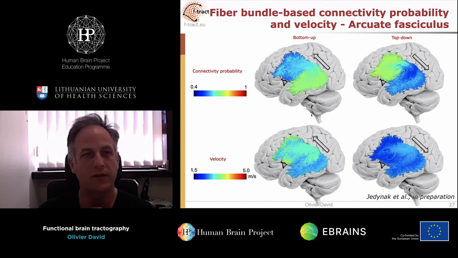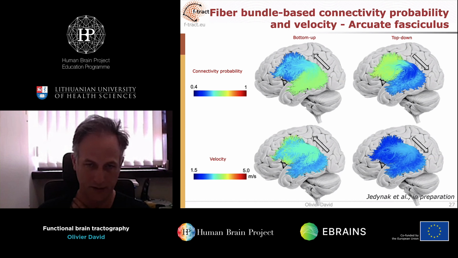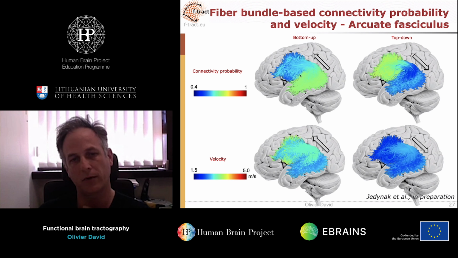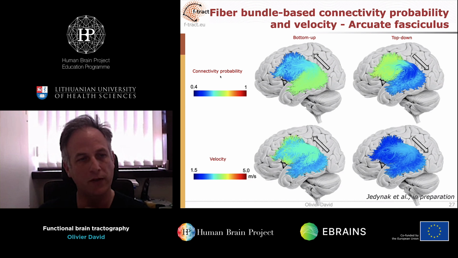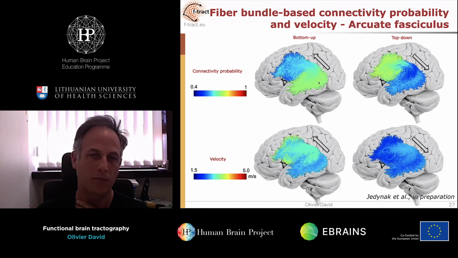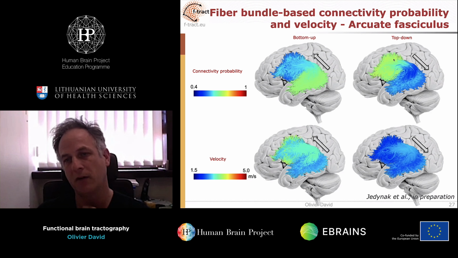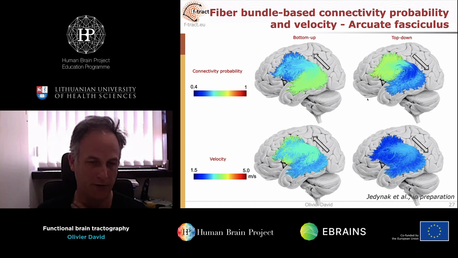Let me show you an example for the arcuate fasciculus, which is the bundle that connects the temporal cortex to the frontal cortex. It is important for language areas, for example, as it connects the posterior language system to the anterior language system, so Wernicke's area to Broca's area. In this map, you see the connectivity probability of the existence of that bundle as estimated from neurophysiology for the bottom-up directionality, from temporal to frontal, and you see the same for top-down connectivity from frontal to temporal areas.